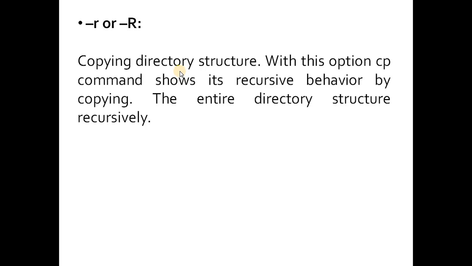Second is the -r option, that stands for recursive, which we have previously seen. Copying directory structure: with this option, the cp command shows its recursive behavior by copying the entire directory structure recursively. So we have seen in this case cp with -r option, bcs, bac. In this case, the operating system will ask for each and every file in bcs to be copied into the directory bac. So with this, we finish with the second file handling command, that is the cp command.